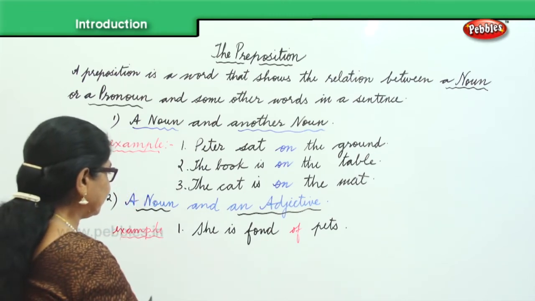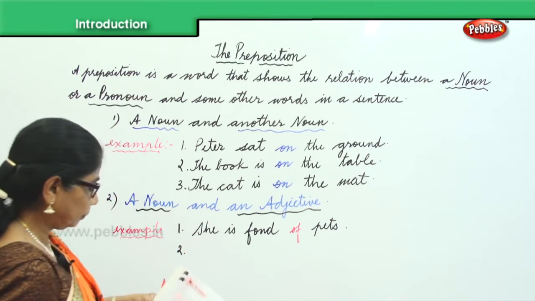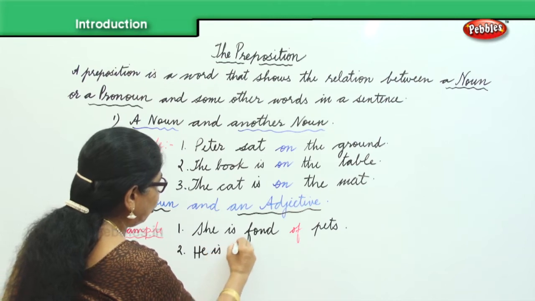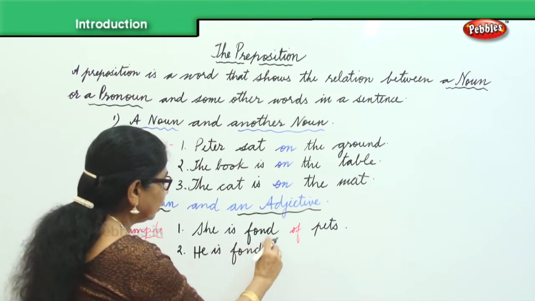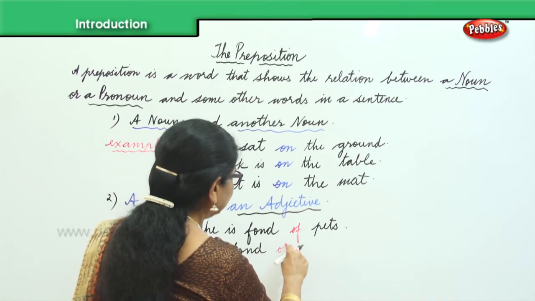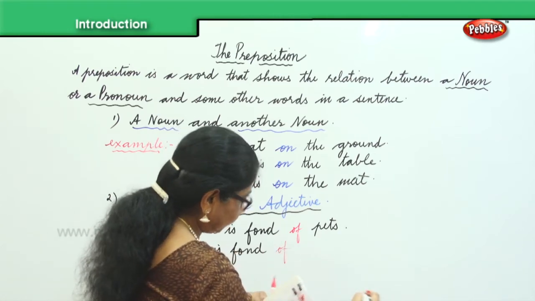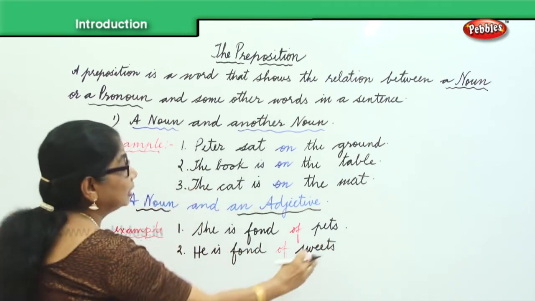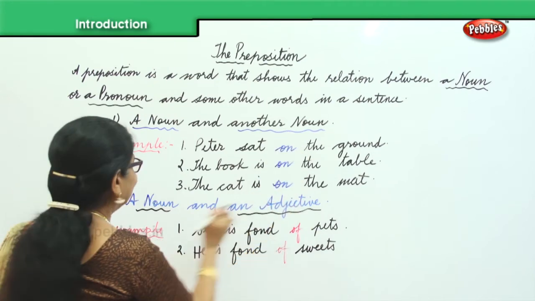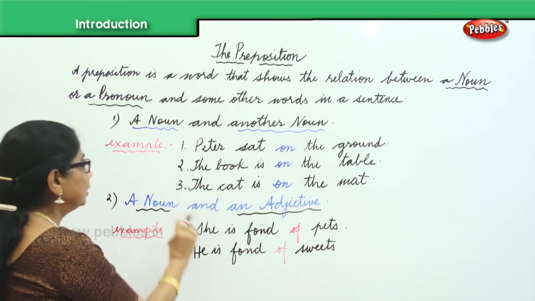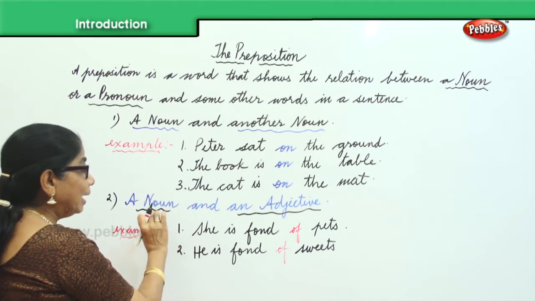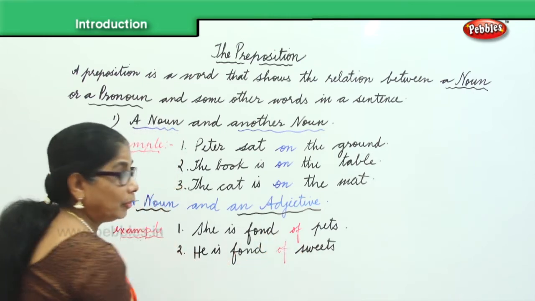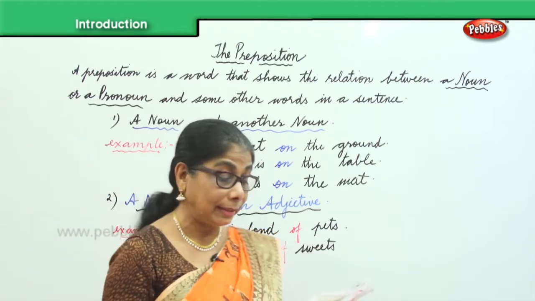Another sentence. He is fond of sweets. So you have sweets, noun, fond, adjective. So here, relation between a noun and an adjective. Noun, pet, noun, sweet, and you have the word fond. So this is another type.